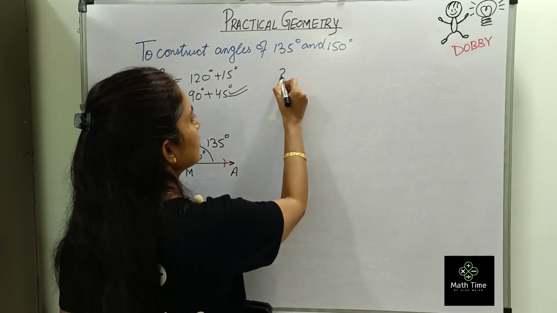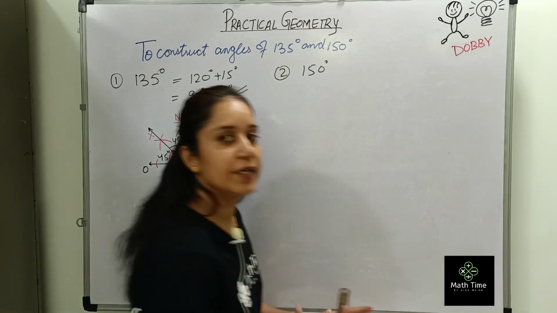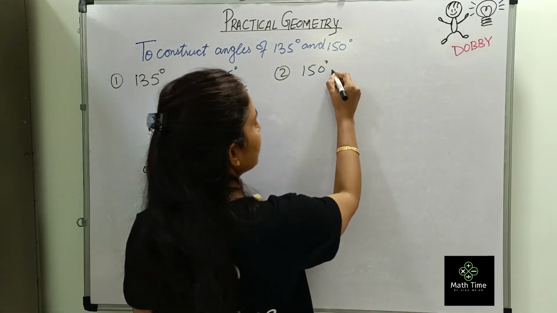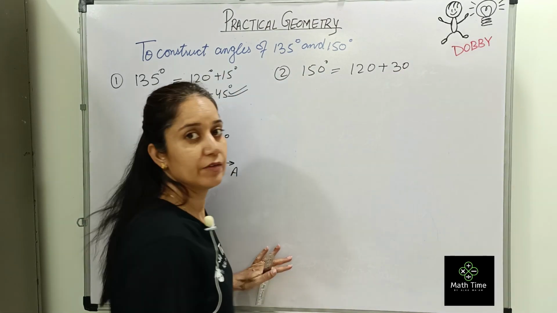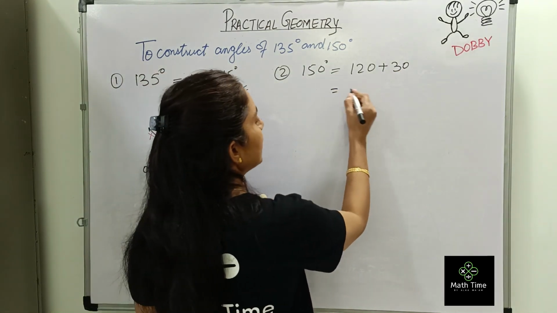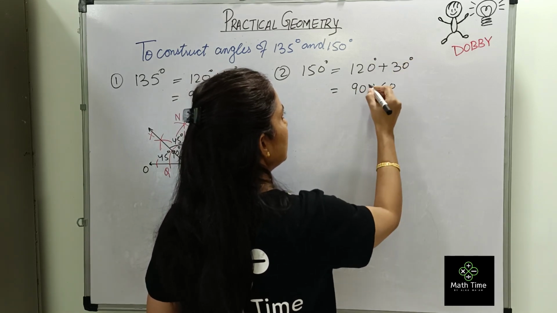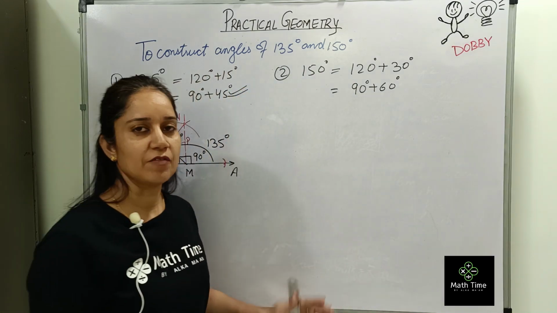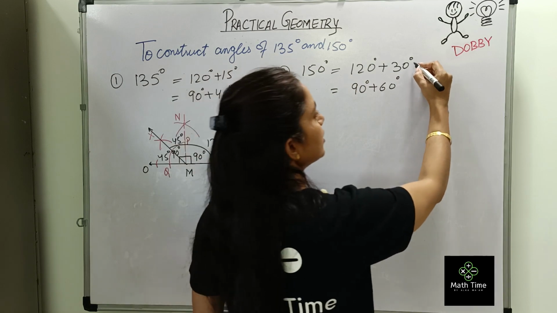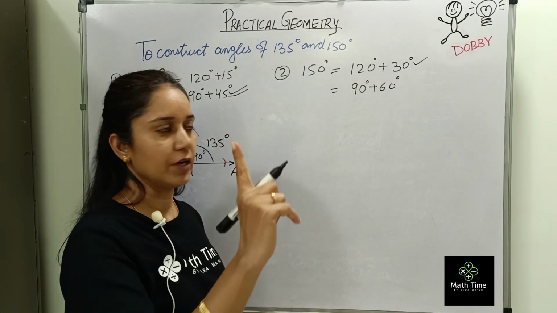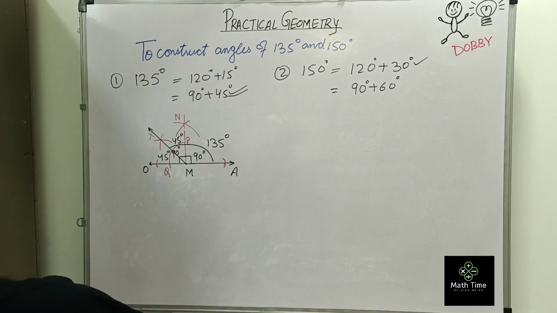Now second is 150 degree. Now first split it. How can we make 150 degree? We can make it 120 plus 30, which gives us 150 degree. Another way, we can make 90 plus 60 also. It also gives us 150 degree. Whichever way you try, both are easy. So I am trying this one, the first one, 120 plus 30 degree. Let us start. Make the base ray.